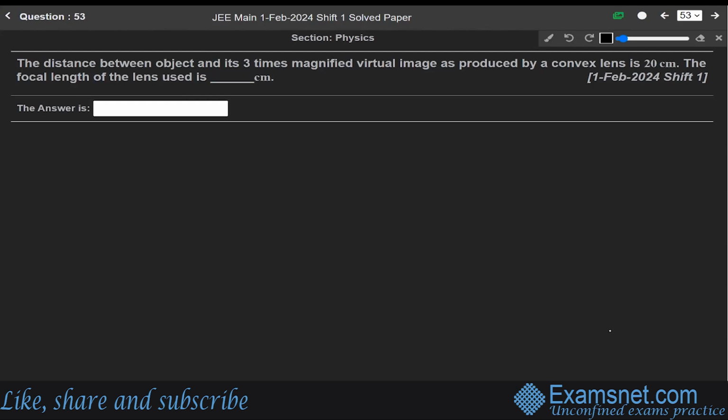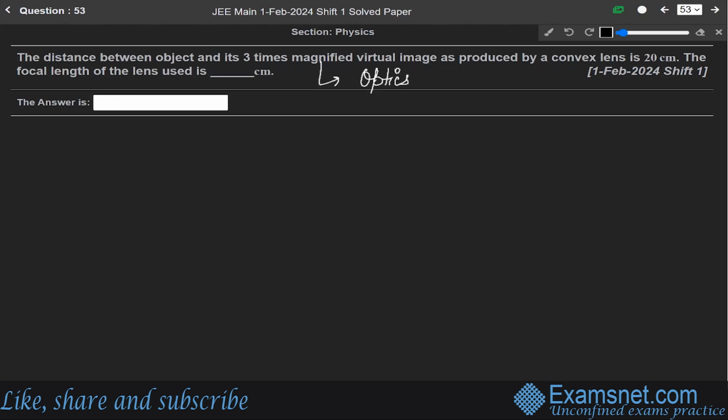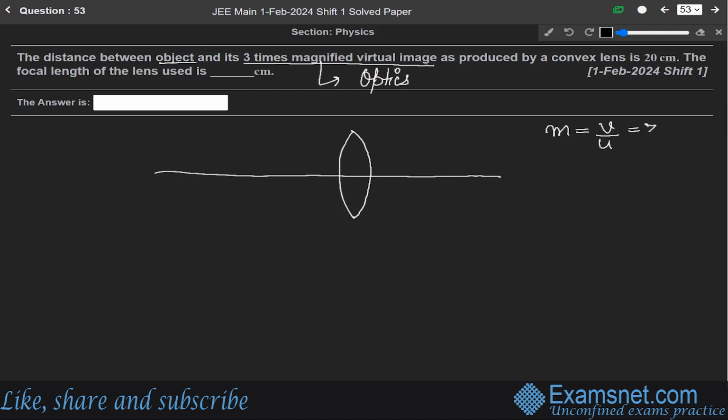So the next question is 53. The distance between object and its 3 times magnified virtual image as produced by a convex lens is 20 centimeter. The focal length of the lens used is? This question is from the chapter of optics. According to the question, we are given a convex lens and 3 times magnified virtual image. 3 times magnified virtual image means magnification is equals to V over U, and its value is given as 3. Means V is equals to 3U.